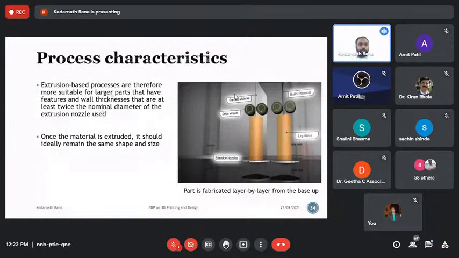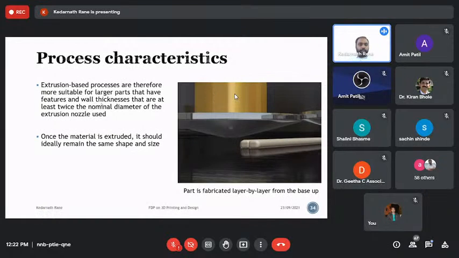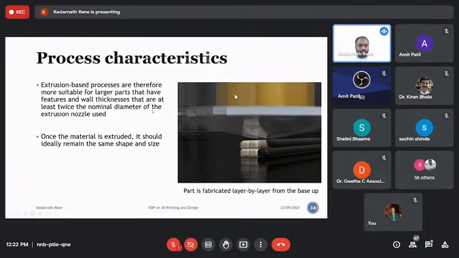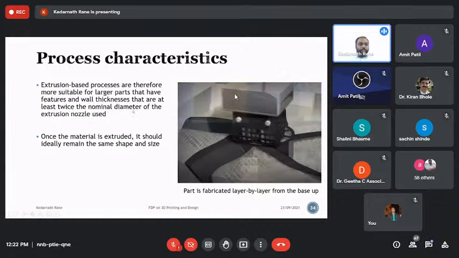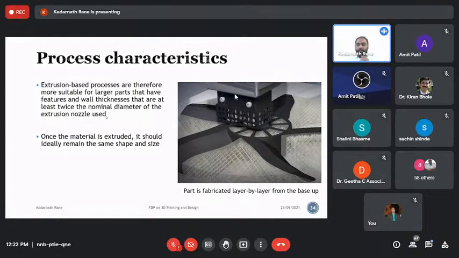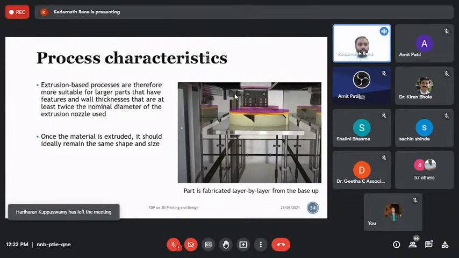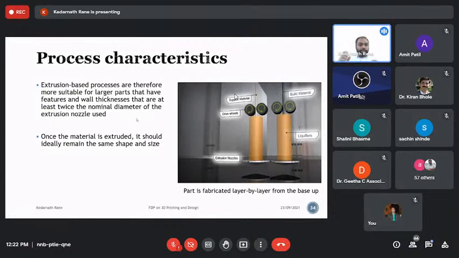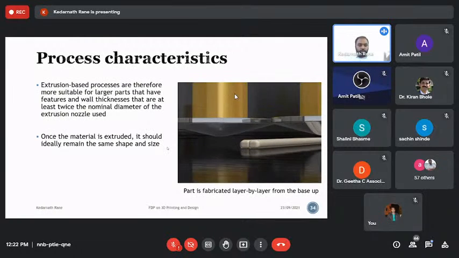Another aspect I need to cover is the suitability for large parts and the wall thickness limitation. There is a rule of thumb, I must say, of at least twice the nominal diameter of the extrusion nozzle used. If you look at the design rules for extrusion systems, you can find many schematics talking about the diameter of the nozzle, the diameter of the deposition stand, and their correlations.